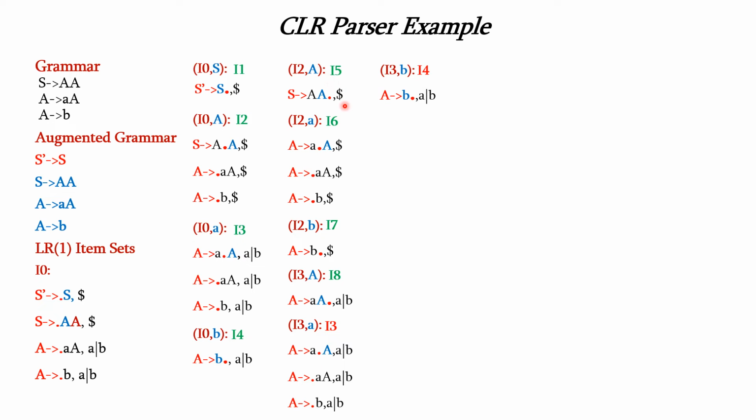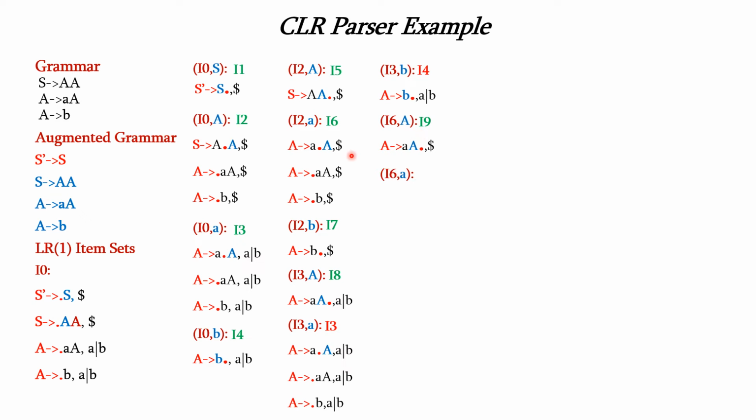I5 also has the dot at the end of the production. So we have to consider I6. In the first production, the dot is before the variable A. So consider I6 comma A. Move the dot one position to the right, so we can write it as A tends to AA dot comma dollar. The dot is at the end of the production, so we cannot expand it further. We have to check whether it is already existing. It is not existing, so we write the new name, that is after I8 we write I9.